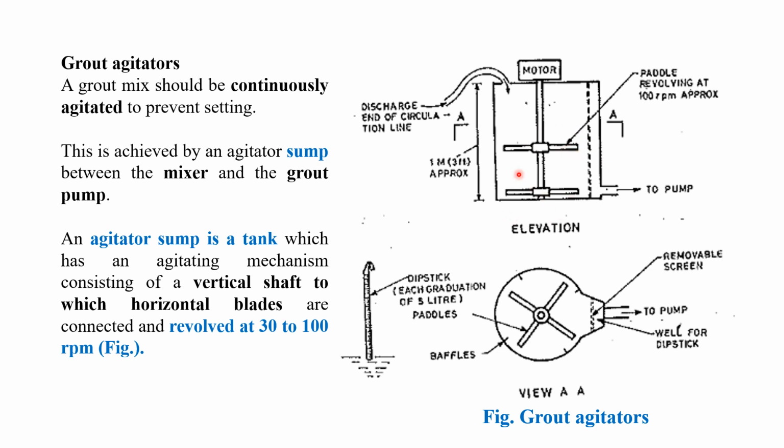You can see here the discharge of the circulation line is coming here, right? We can also say the discharge comes as a refusal once the hole is fully grouted, and whatever extra grout comes out from the hole comes through the recirculation line, and finally it comes into the agitator, so that it is reused again.